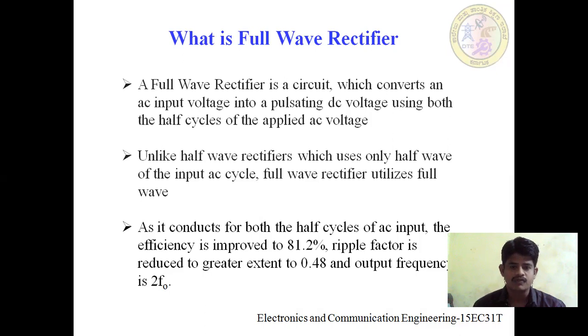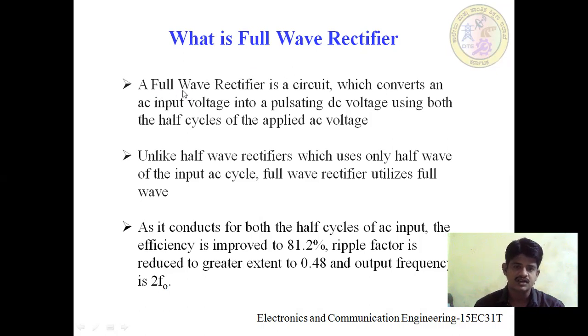Then the output frequency will be 2f naught, because for one cycle of the input signal there will be two positive half cycles. We'll understand this with the explanation, and in the next session we'll deal with how we get the efficiency value of 81.2 percent and the ripple factor of 0.48 for the full wave rectifier. So let's go with some statements related to the full wave rectifier.